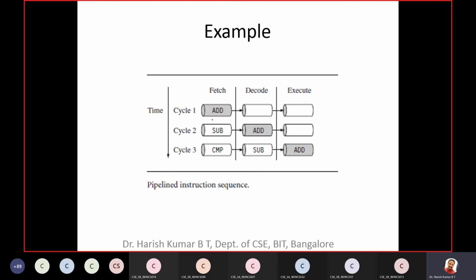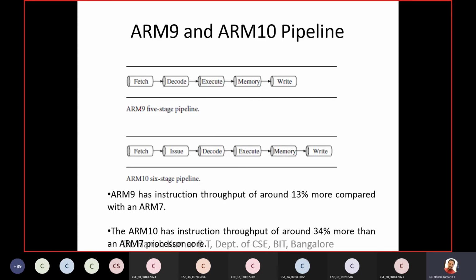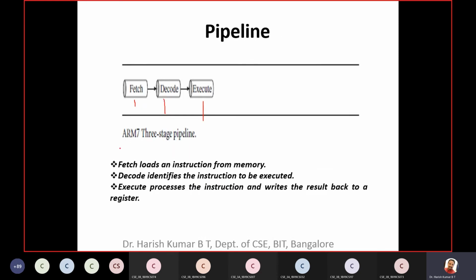This is one example of how instructions get executed in a 3-stage pipeline processor. In the first clock cycle, the first instruction is fetched. In the second clock cycle, two things happen: the add instruction is getting decoded and the subtract instruction is fetched. In the third clock cycle, three things happen: add is getting executed, subtract is getting decoded, and the compare instruction is fetched. CMP is compare. So all three things are simultaneously getting executed. This is ARM7, a 3-stage pipeline processor.